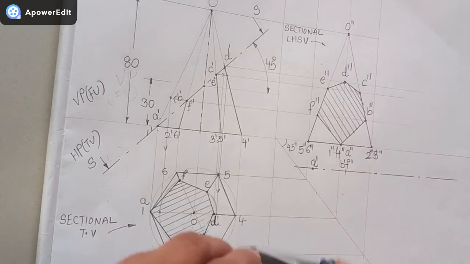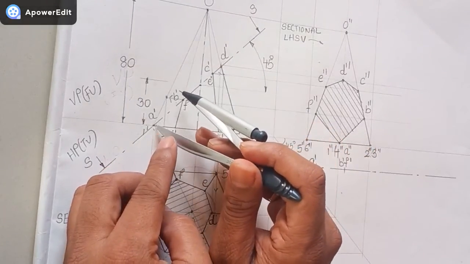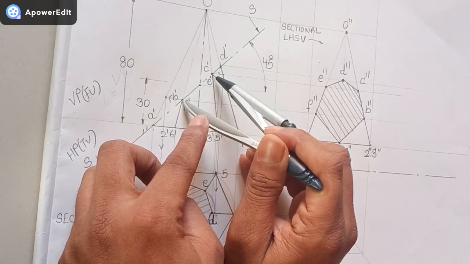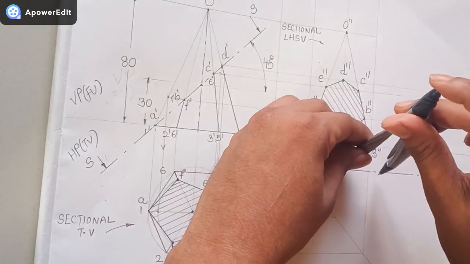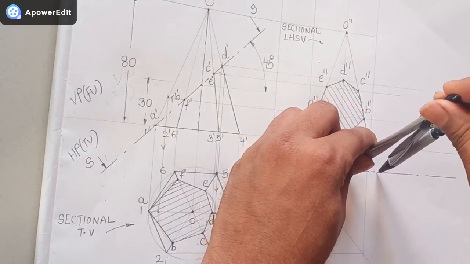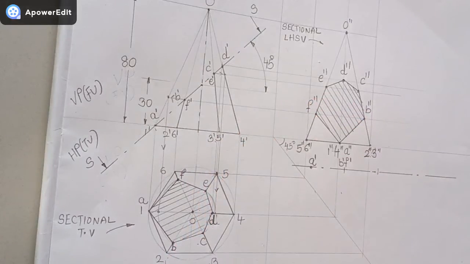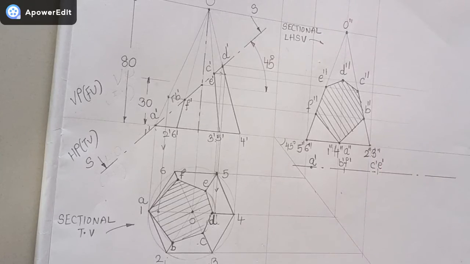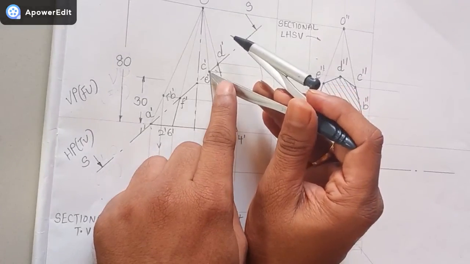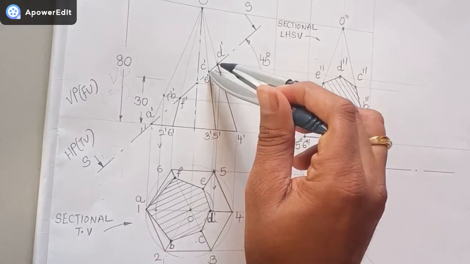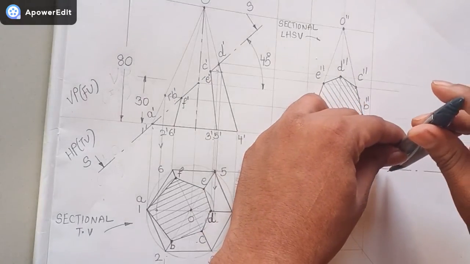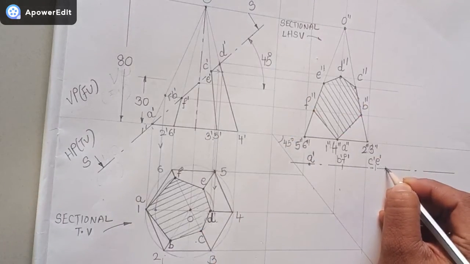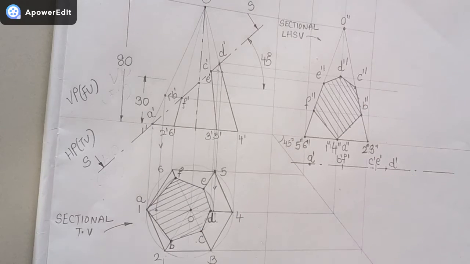F dash. Similarly, I take the distance from B dash, F dash to C dash, E dash. I have taken this distance and kept it from B dash, F dash, and marked a point. So this point will be C dash, E dash. Now the last point: similarly, I'll take the compass, keep it on C dash, E dash, and mark a point. So I have got the last point, that is D dash.